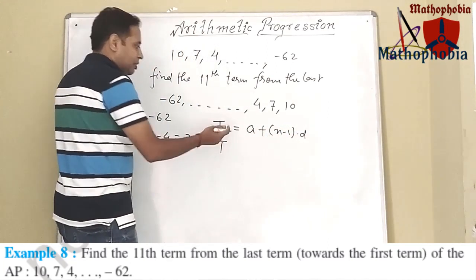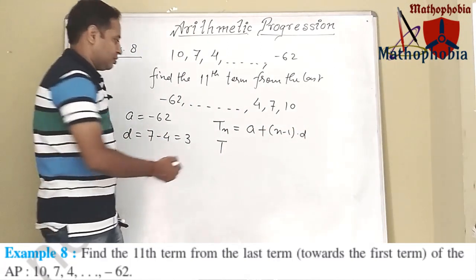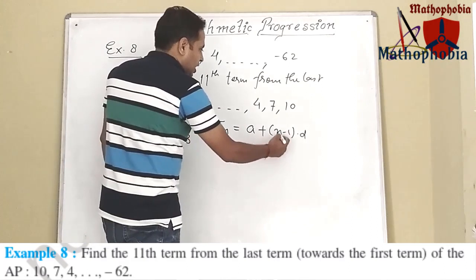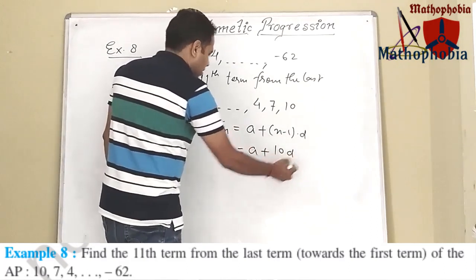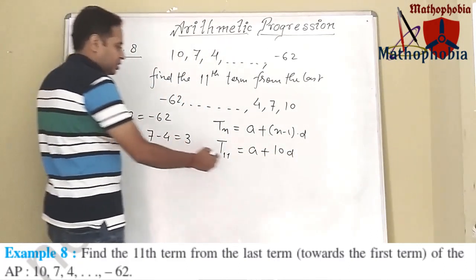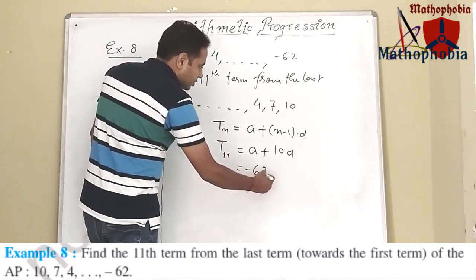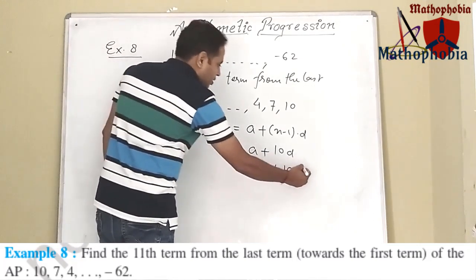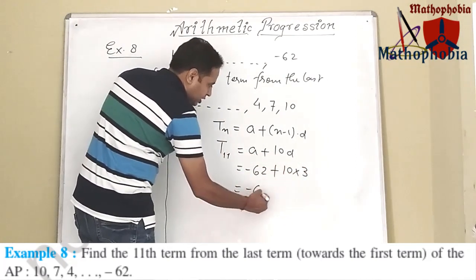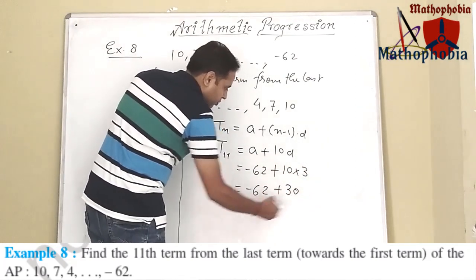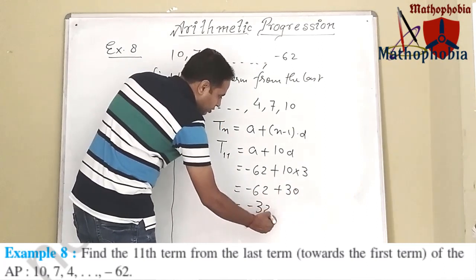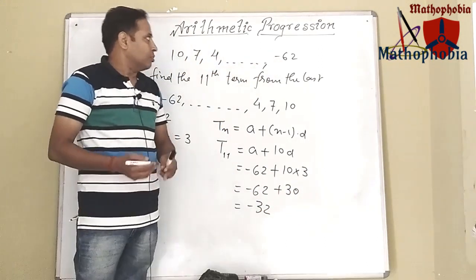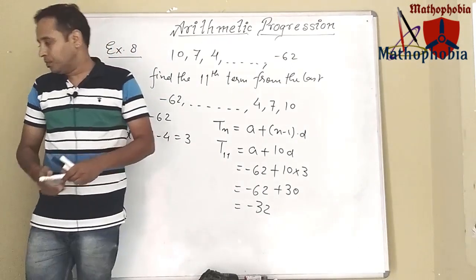Now, what will be the value of n? It will be 11, since we need to find out the 11th term: a plus 11 minus 1, 10d. We will put the value of a equal to minus 62, plus 10, and the value of d is 3. So you will get minus 62 plus 30, you will get minus 32. Therefore, the 11th term from the last is minus 32. Let's move on to the next one.